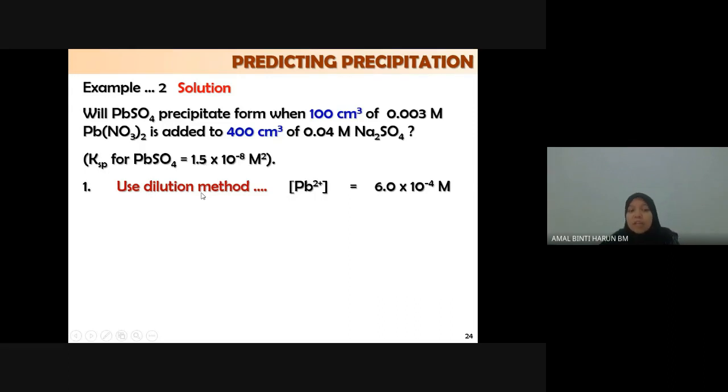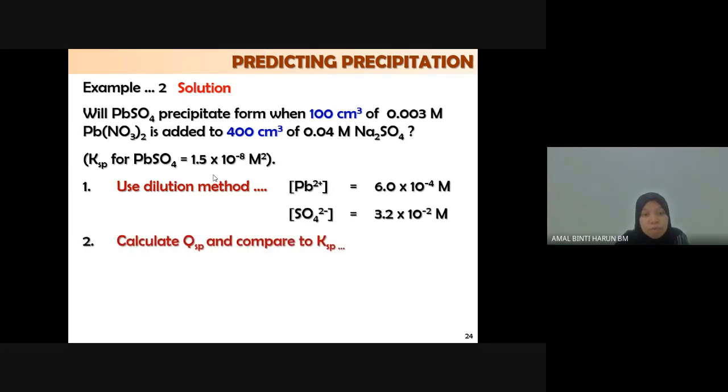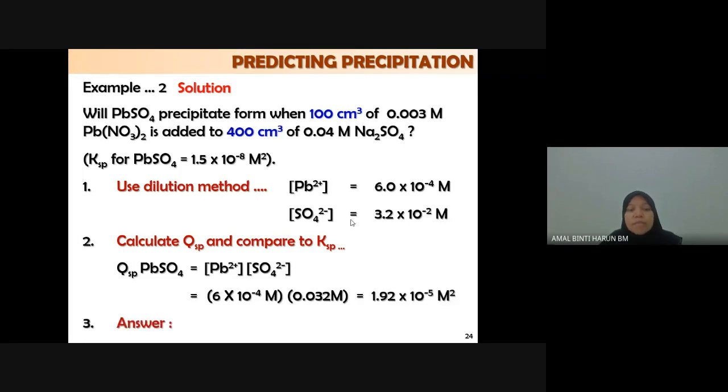So you can calculate the initial number of moles, then find the new concentration, or you can use the formula M1V1 equals M2V2 from earlier. We skip the earlier method I showed. Finally, the concentration of lead 2 plus is 6 exponent negative 4, and the concentration of sulfate ion is 3.2 exponent negative 2 molar. Then we substitute into QSP. When we calculate QSP, we find that QSP is greater than KSP.